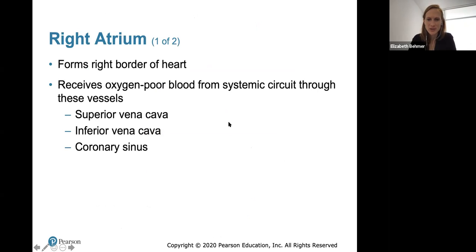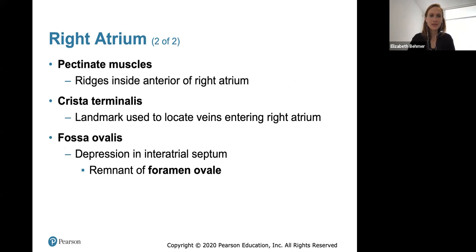So the right atrium will form the right border of the heart. It will receive oxygen-poor blood from the systemic circuit through these vessels, the superior and inferior vena cava and the coronary sinus. The right atrium has pectinate muscles, which are ridges inside the anterior of the right atrium. The crista terminalis is a landmark used to locate veins entering the right atrium.